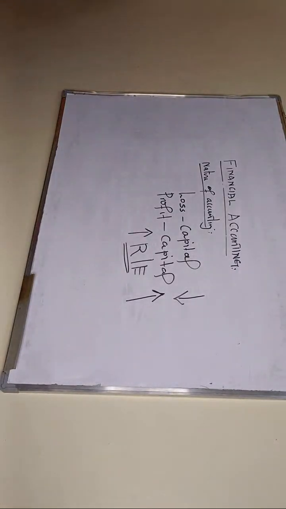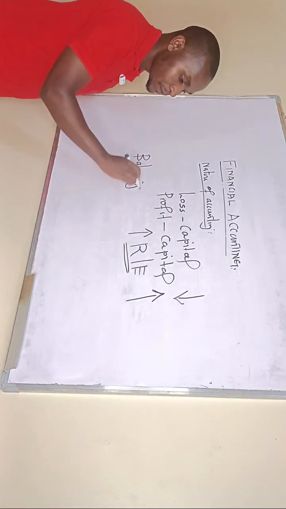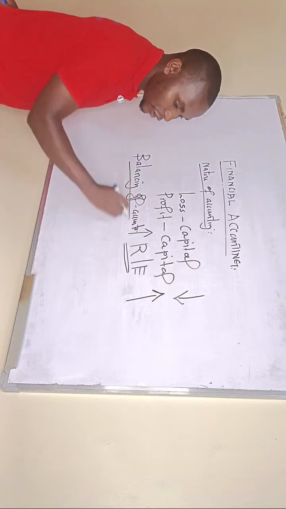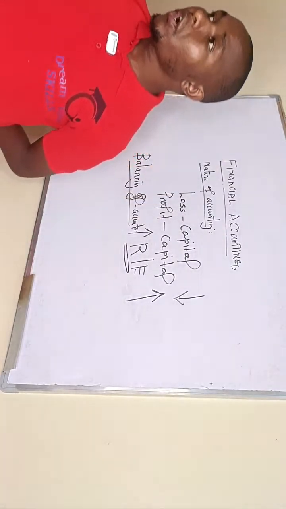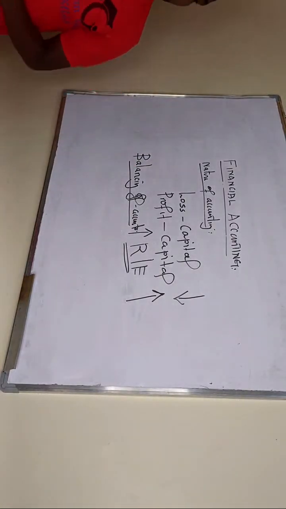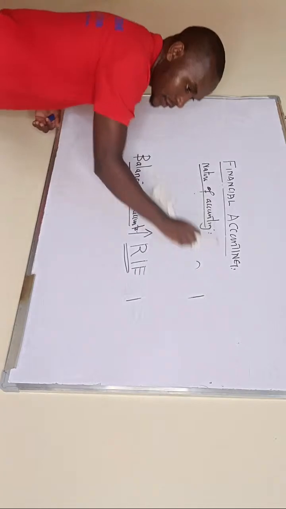Those are just a lot of sentences, but it's just a double entry, debit and credit. And then we also have the balancing of accounts. Balancing of the accounts: you don't leave a ledger account hanging. You should close that account.